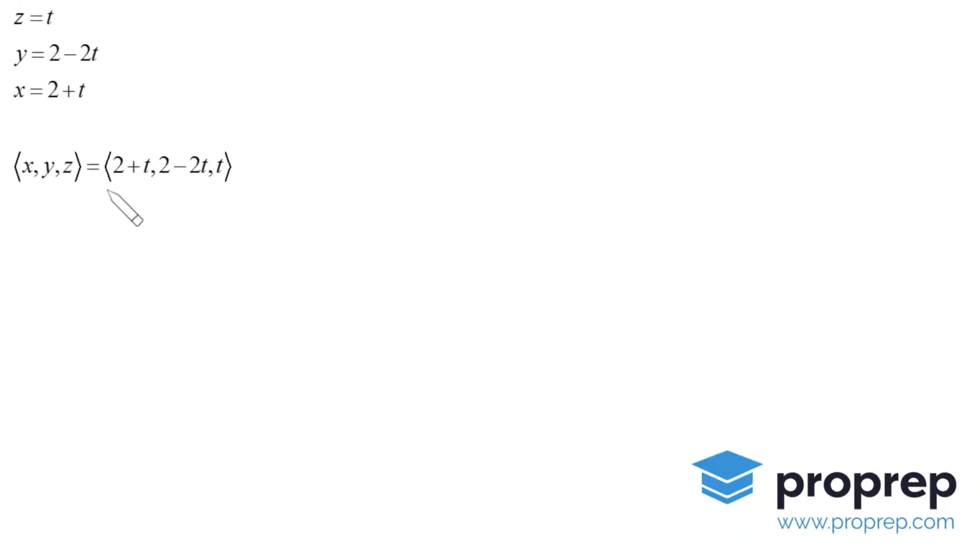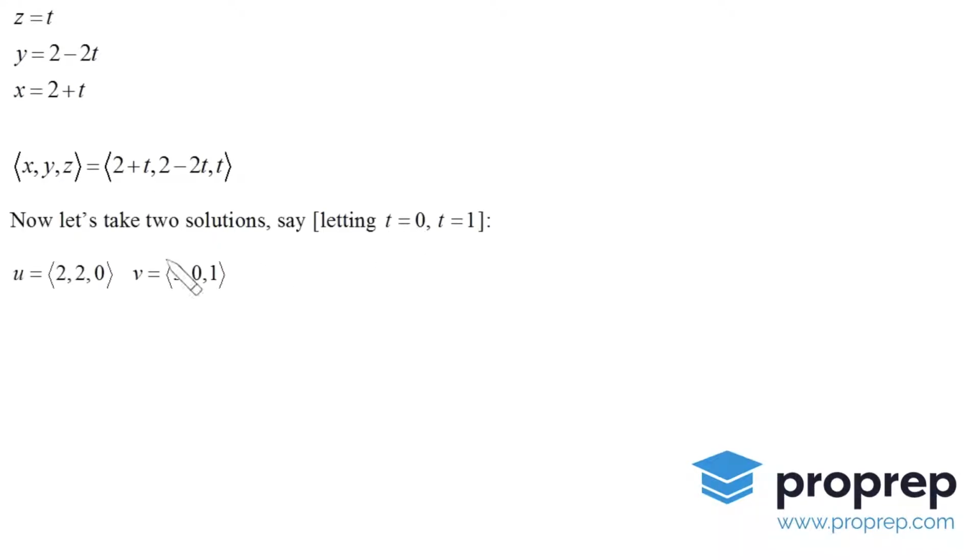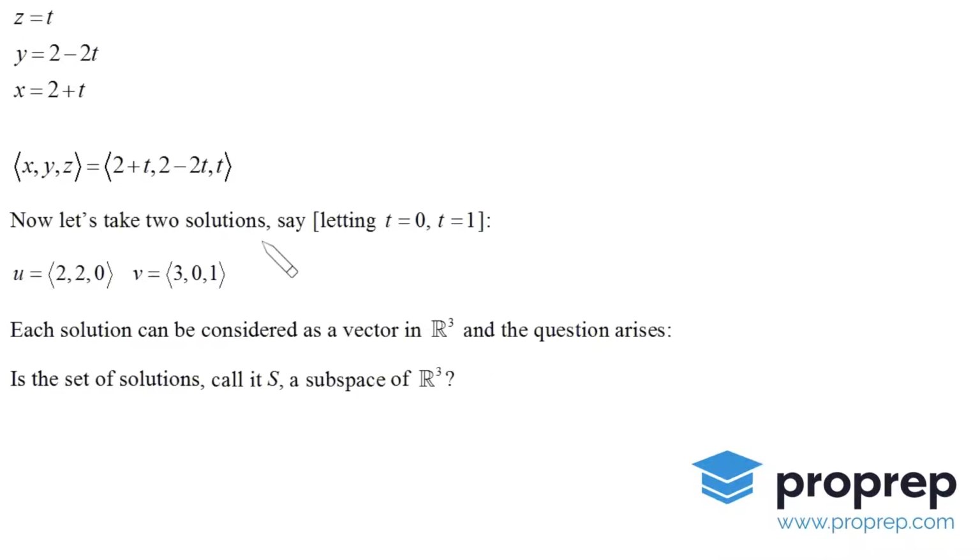And here it is again in vector form. And of course there are infinitely many solutions because each value of t gives us a solution. Let's take two examples, say t equals 0 and t equals 1. Plugging in t equals 0 gives us this solution, call it u, and t equals 1 will give us this one, call it v. And we get a whole bunch of solutions that way. In mathematics we call that a set. So for each t we get a solution, and the set of solutions is a subset of R3.